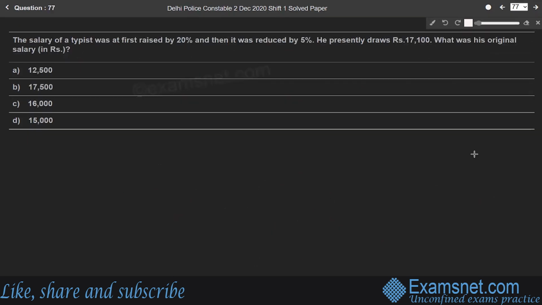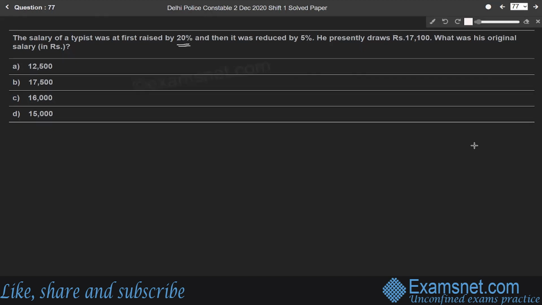Question 77. The salary of a typist was at first raised by 20% and then it was reduced by 5%. He presently draws 17,100 rupees. What was his original salary?